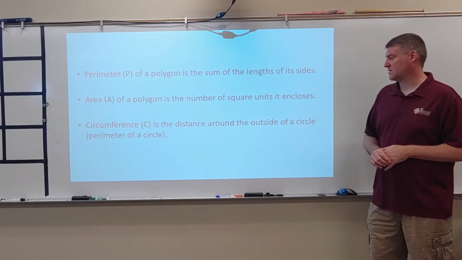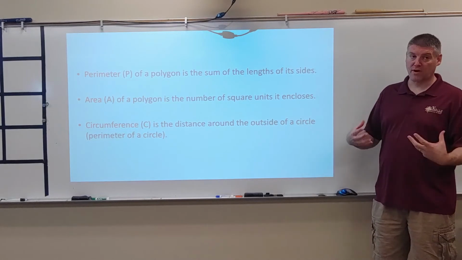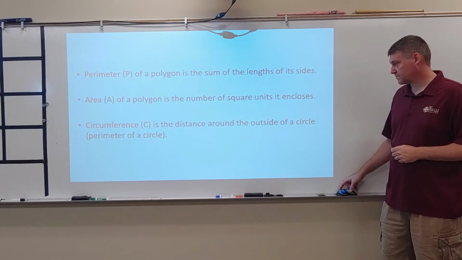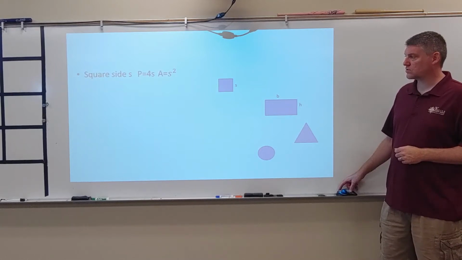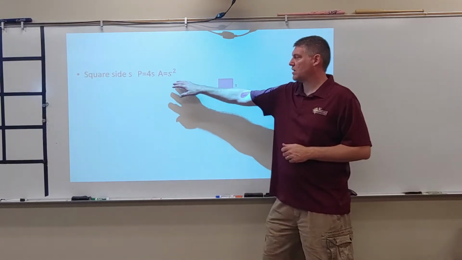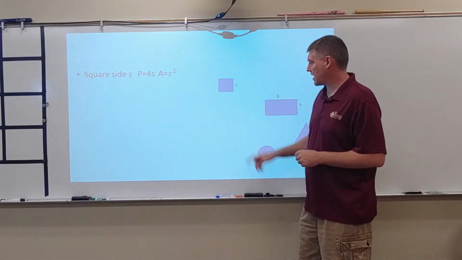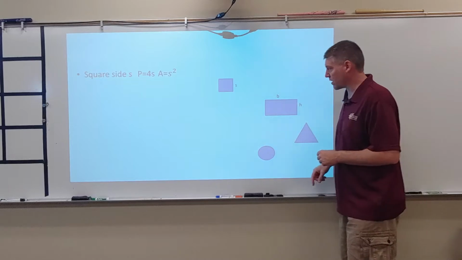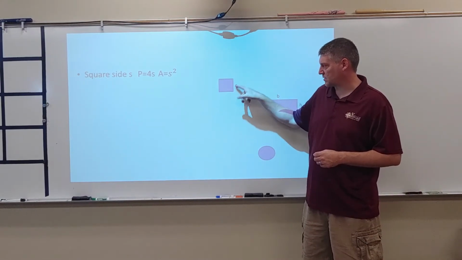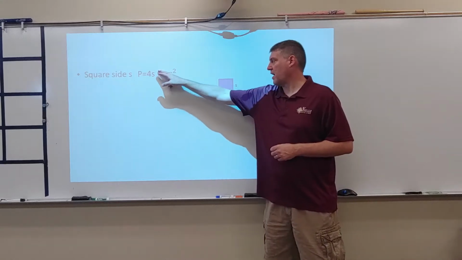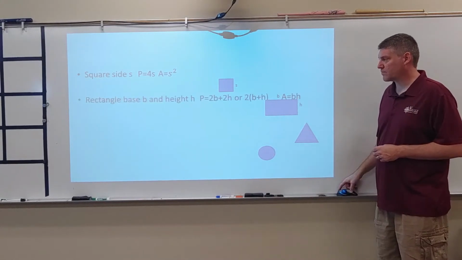Circumference, C, is the distance around the outside of a circle. It's kind of the perimeter of a circle. So if we have a square, this is our perimeter. It's 4 times our side. So here's my square here. I'm going to go 4 times S, or S plus S plus S plus S, 4S. My area is S squared. So I have my side squared.